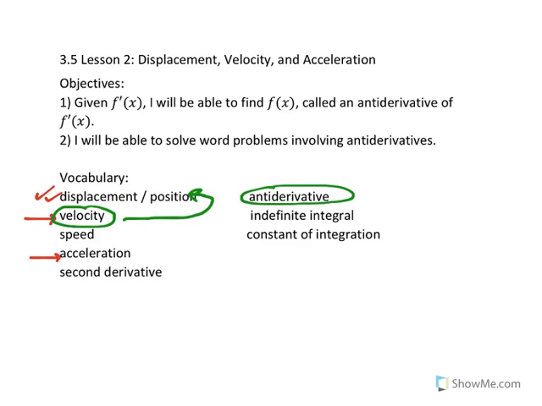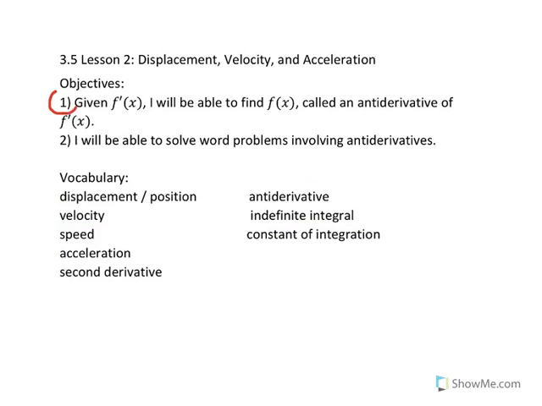We use a particular notation to indicate this type of work. It's called an indefinite integral, and we will see what we mean by a constant of integration. Now we will take a look at objective 1. Given the derivative, you'll be able to find the function from which you obtain the derivative. And that function is called an antiderivative of f prime.